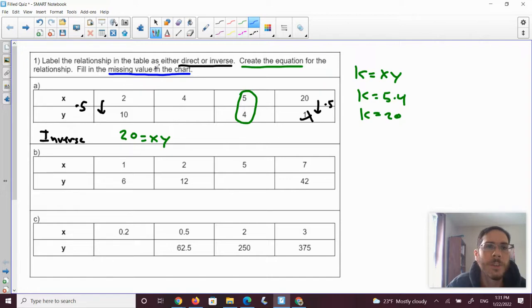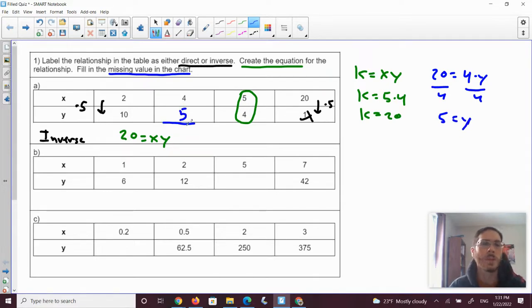The last part says fill in the missing value in the chart. Well, now that we know that 20 equals x times y, we can say 20 equals 4 times y, because we're trying to figure out what this y would be. All right, we'll divide both sides by 4, and we get 5 equals y. And so that's our result. So we've answered all the questions that we have there.